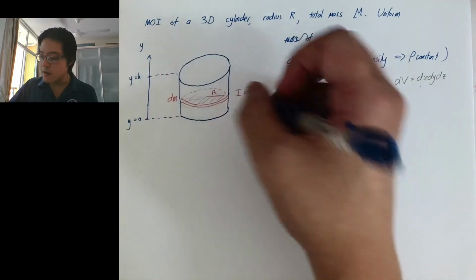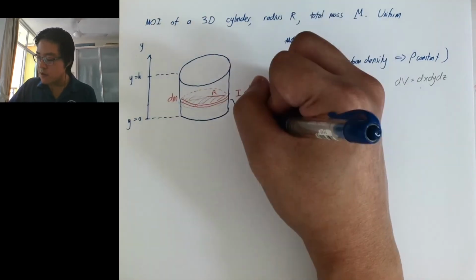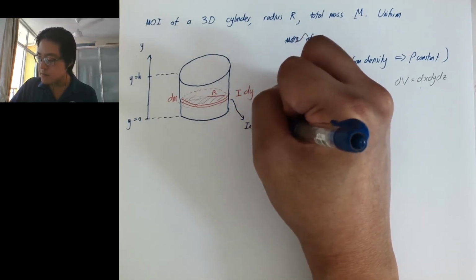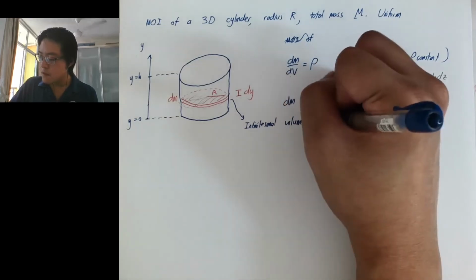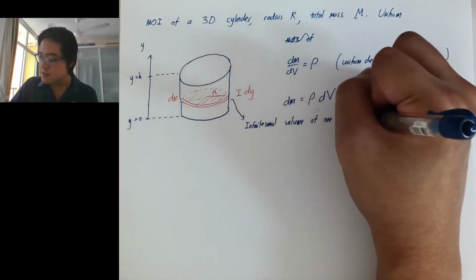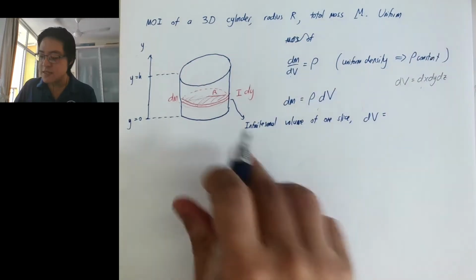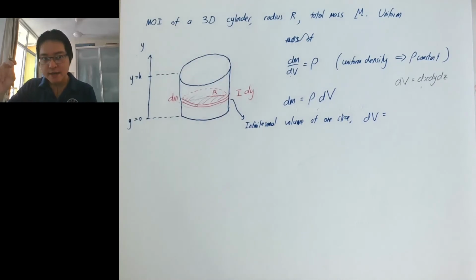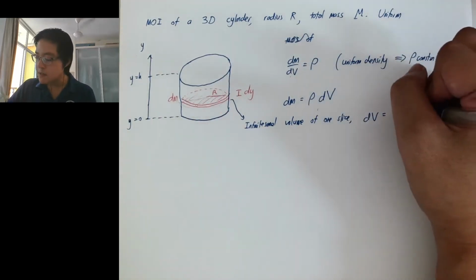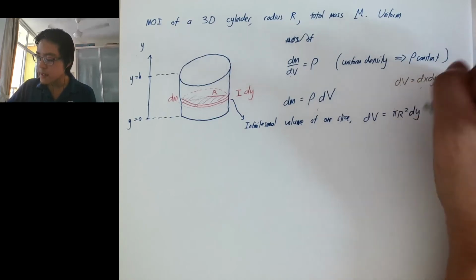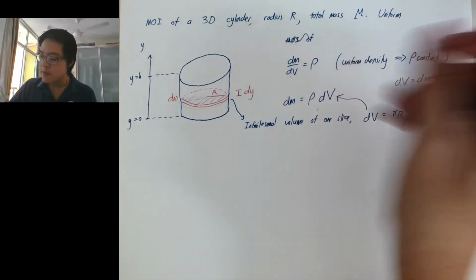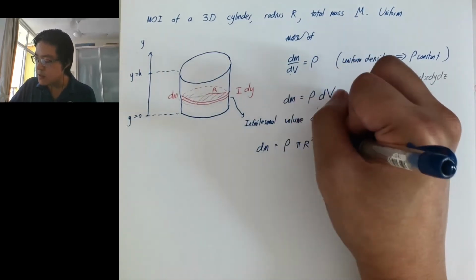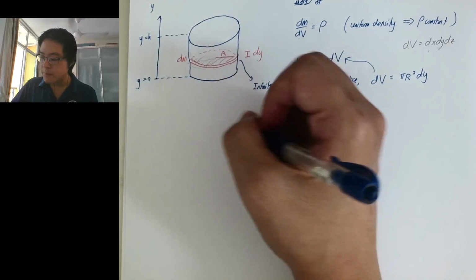So the infinitesimal volume of one slice, dV, what is this? What's the volume of this thing? It's just the area times the tiny height, correct? So what's the area? It's just pi r square times the tiny height. So I'm going to put this in as my dV. So my dm is rho times pi r square dy.